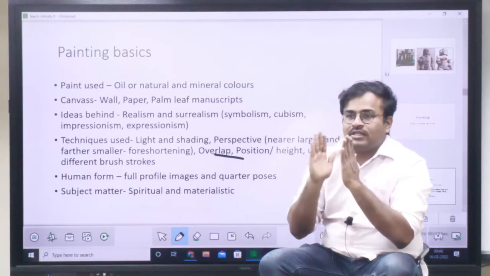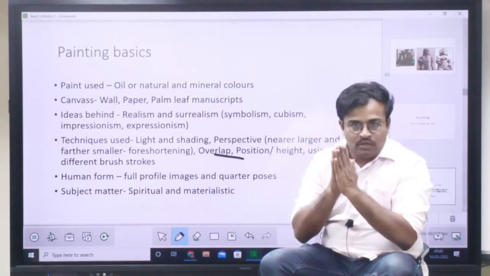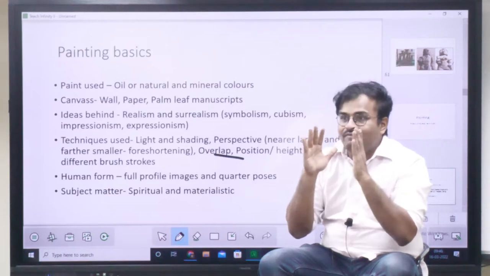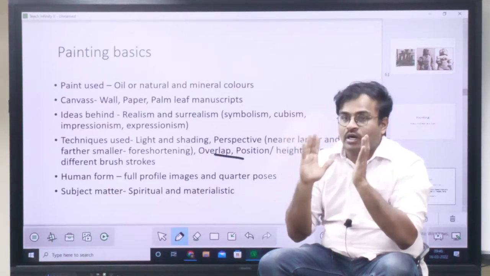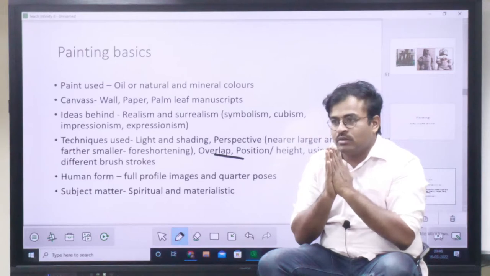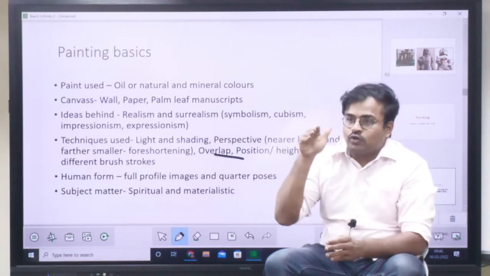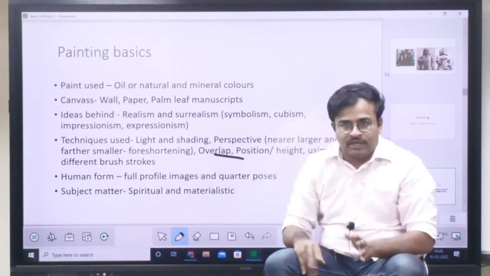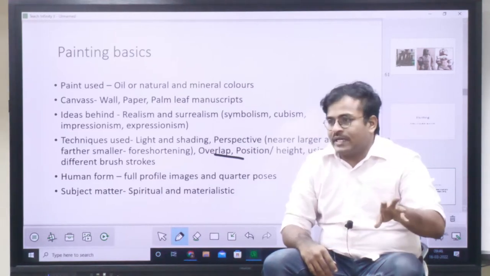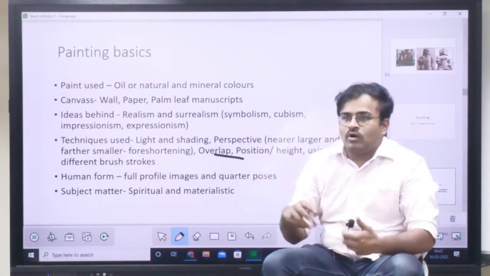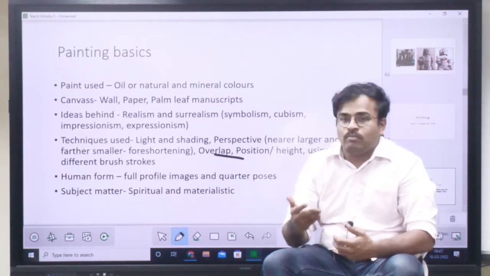So with these techniques, they were able to show some element of depth. And this element of depth is very important in paintings, and it was very well developed during the ancient period, particularly during the Ajanta and Ellora painting tradition. But slowly with time, in India, this capability to show depth in paintings was lost completely. It means that some painting schools were existent and they became extinct over a period of time. And people did not know how to show this depth by modern times.